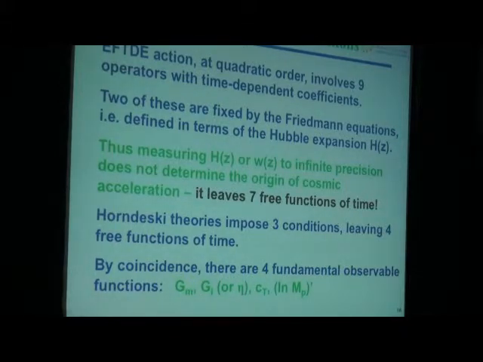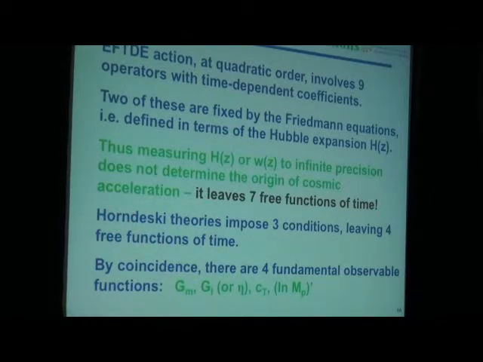And so you might say, how am I possibly going to constrain with observations 9 new operators? Well, 2 of them are fixed by the background equations, the Friedmann equations. So 2 of them you can translate over to the expansion history H(z), which you wanted to find anyway. But what that means is if you measure the expansion history H(z) or the equation of state w(z) to infinite precision, you still have these seven extra free functions of time. You haven't solved cosmic acceleration. You solved maybe 2/9 of cosmic acceleration. So that's something that you have to think about.